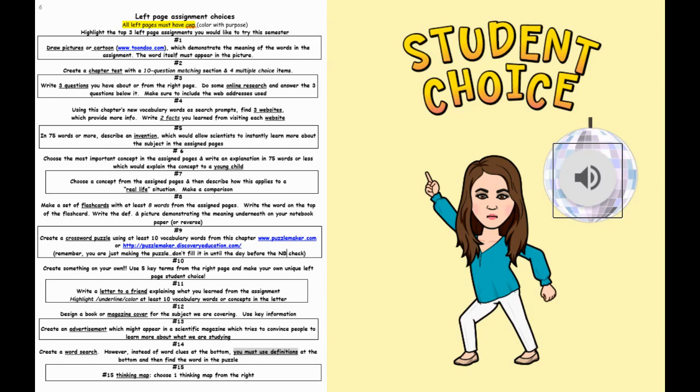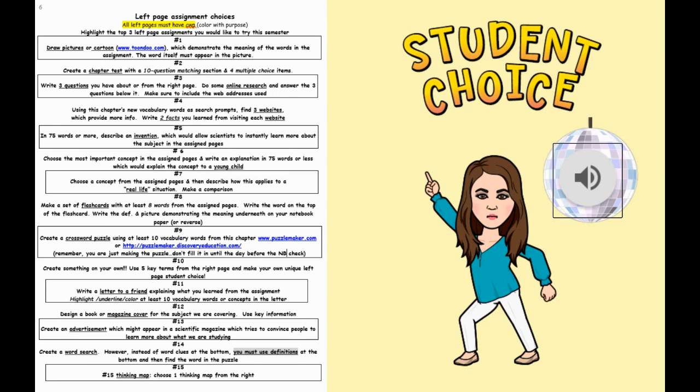Let's drop down all the way to number 9. You could use an online crossword puzzle maker or make your own. Students have done that in the past using the words from the right. Now, this is a little note on number 9. It says, remember, you are making the puzzle. So to get the assignment for completion, you first just actually make the crossword puzzle, and then you'll go back later and fill it in as a review right before the notebook check.